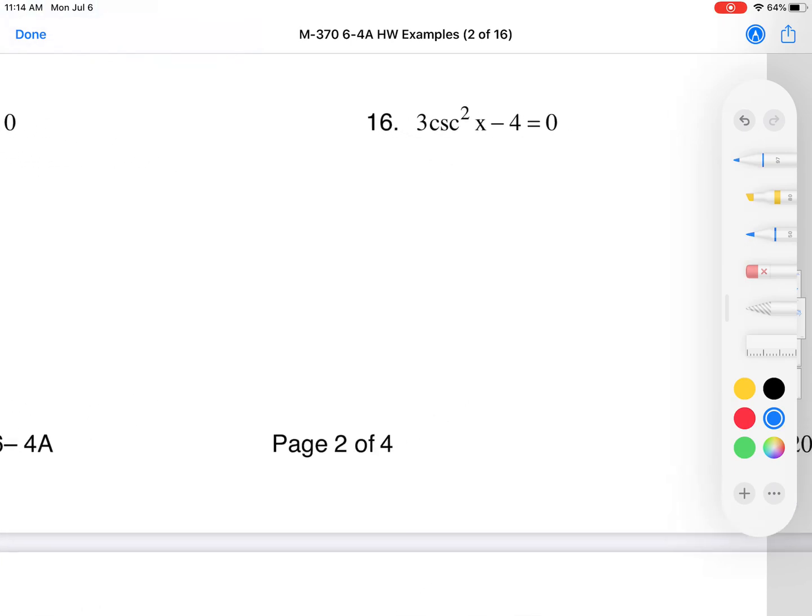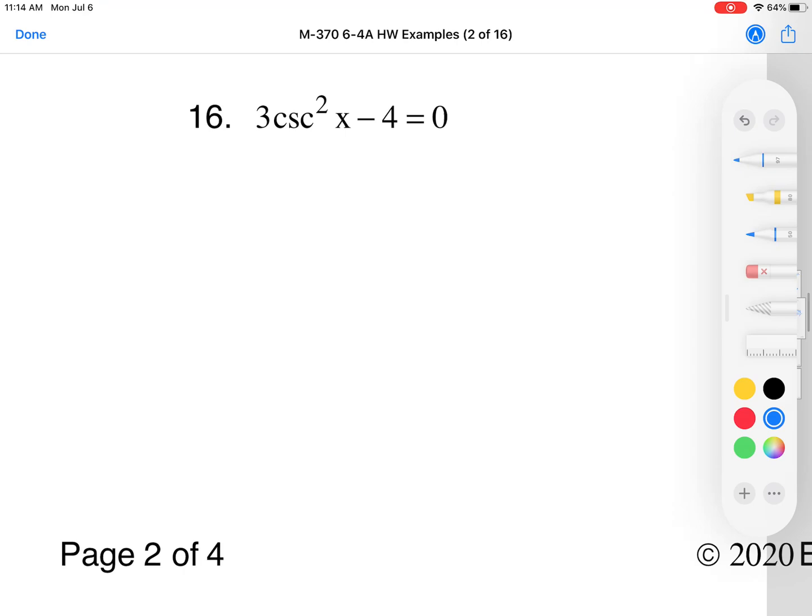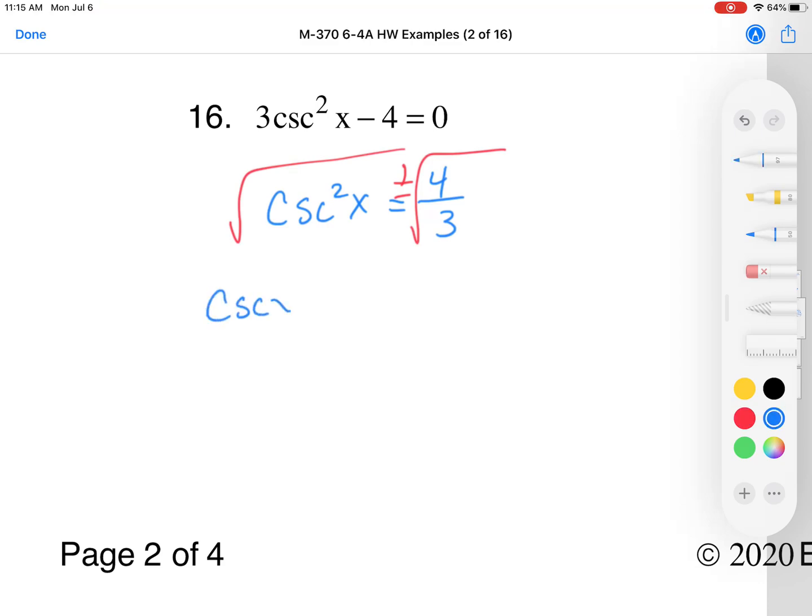So let's use something like this cosecant. We haven't done a cosecant yet. So let's look at number 16. Let's do what we know we should. Solve for the trig function. By moving over the 4, it's going to be positive. Dividing by 3. Now we're going to take the square root of both sides, remembering always to put the plus or minus. And so as we do that, we come up with cosecant x is equal to, and again I'll put it in red just for emphasis, plus or minus 2 over root 3, or 2 root 3 over 3.